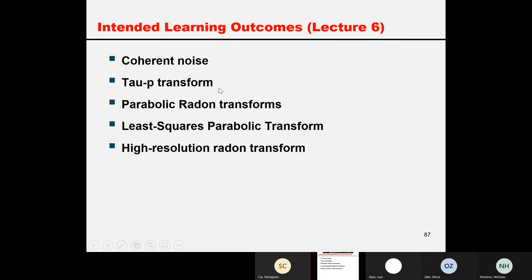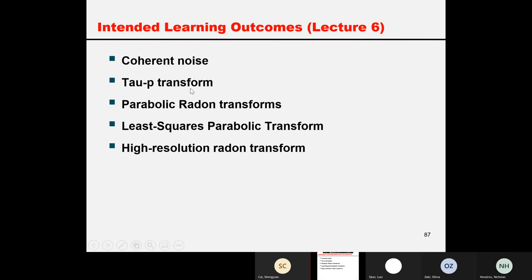This is the tau p transform. Because in the tau p transform, p is a straight line, it's a linear field, right? It's a linear assumption. So that means the direct wave can easily be summed into a single point in the tau p domain. So the tau p transform is the proper way to get rid of linear coherent noise.